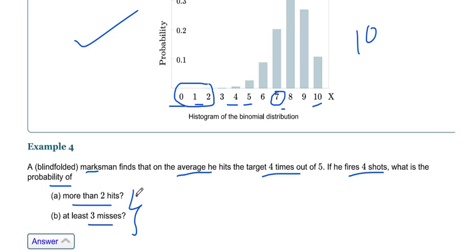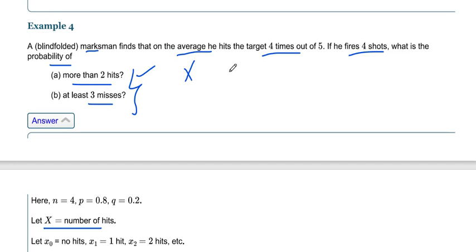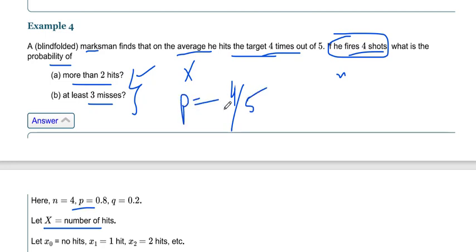Now, the first question they have asked is hits. So we have to take the random variable as hits. Let X be the number of hits. Now if we fire 4 shots, we have n equal to 4. The probability is 4 out of 5, so p is 0.8 and q is 0.2. Why? Because the probability is 4 times out of 5. It's an average, so the probability of success, number of hits, will be 4 and the total value 5.